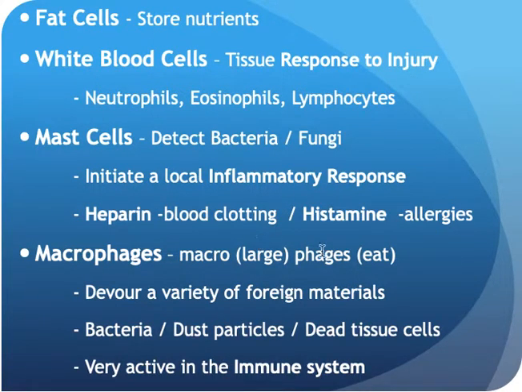And then we have macrophages. So macrophage is large and phages is eating. So they're going to devour a variety of foreign materials. So bacteria, dust particles, dead tissue cells. Very active in the immune system. So again, these cells are going to be in there just to keep everything healthy, keep everything functioning to the best of its ability, help us to maintain that homeostasis that we talked about in the earlier chapters.